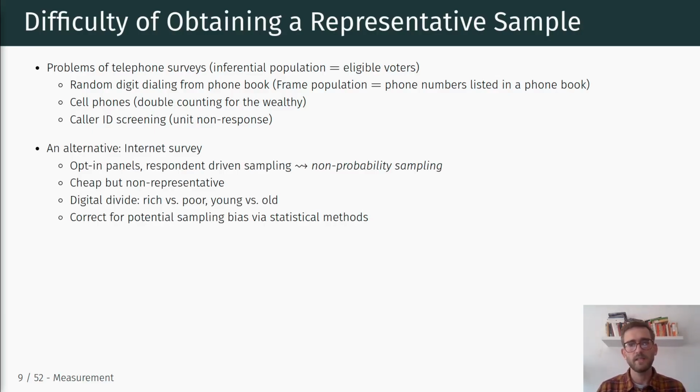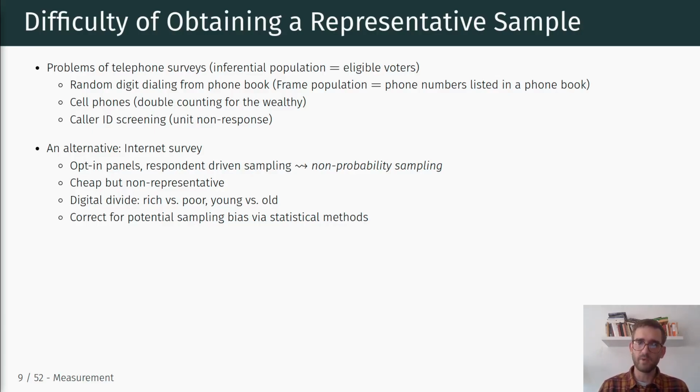An alternative, and that's something that I already kind of alluded to a little bit, are internet surveys, right? So, for example, opt-in panels, online surveys, which are ultimately non-probability samples. People can opt in, they get some incentives to fill out a survey every now and then. And so these have advantages and disadvantages as compared to these traditional telephone surveys. For example, they are cheaper, but ultimately they're not probability samples, so they're not directly representative.